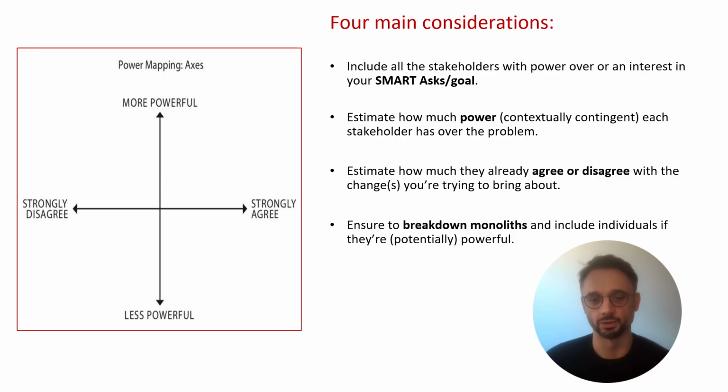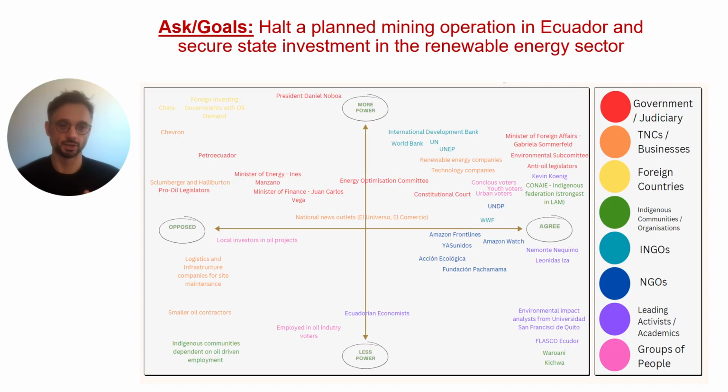It's about honouring the diversity and complexity of the system and the stakeholders within it that may be your allies or your opponents going forward. Let's now turn to an example of a stakeholder map from a hypothetical campaign in Ecuador.